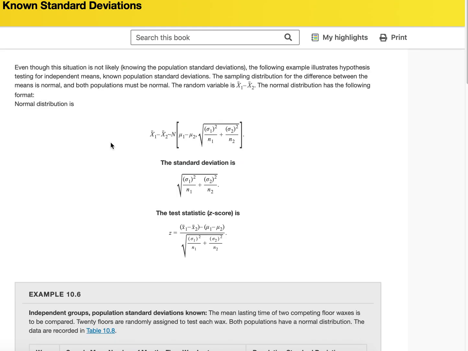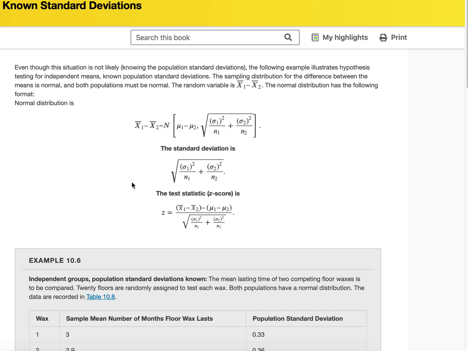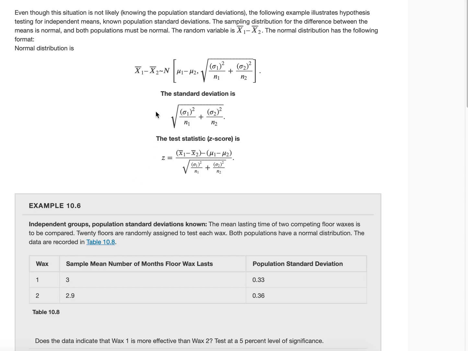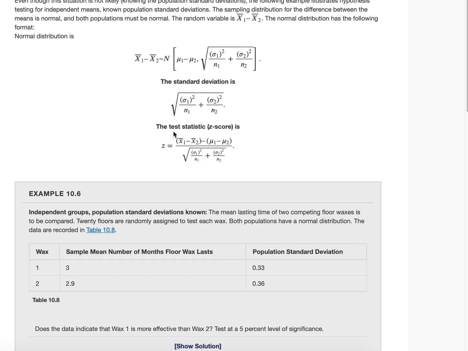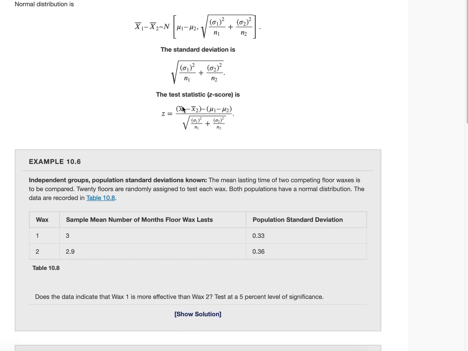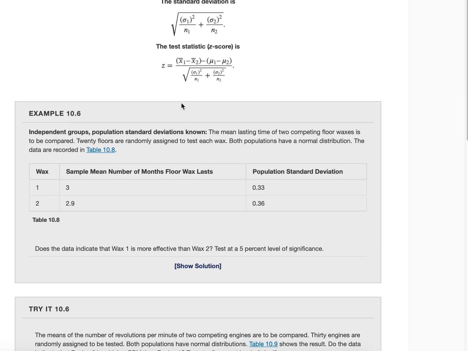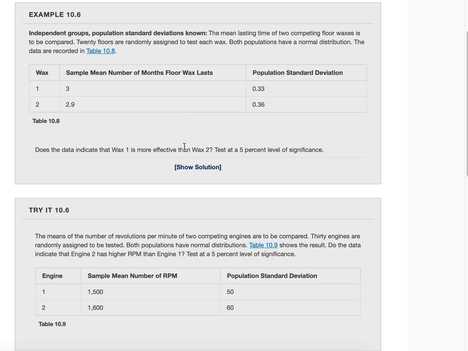Now, if I have two population means with a known standard deviation, so this time I know the standard deviation, I have some different formulas. So this time I'm using this big formula. My standard deviation looks very similar, except now I have the population plugged in here, and then my test statistic is going to be a z-score. So let's see how that looks when we do this one differently.